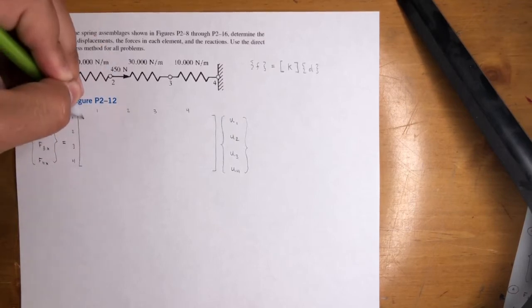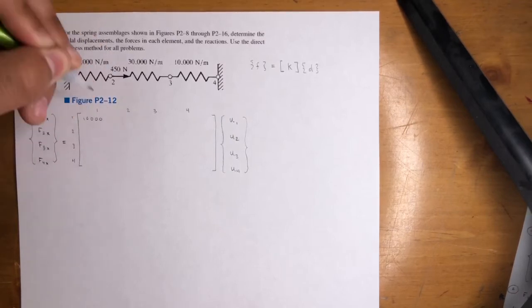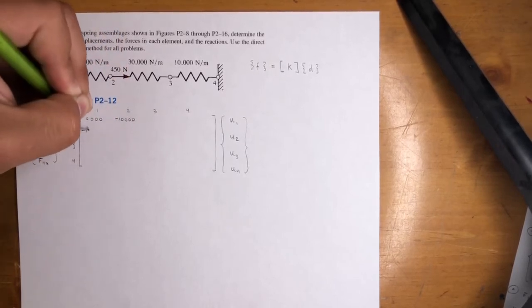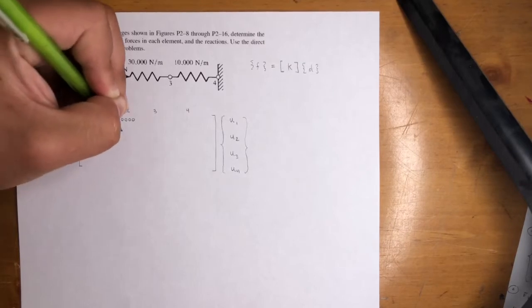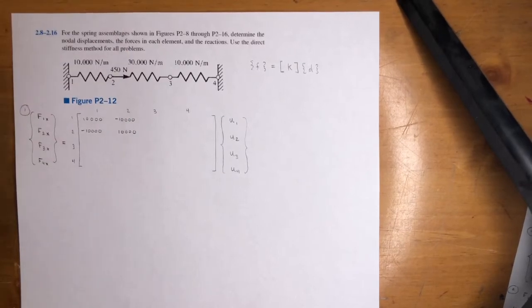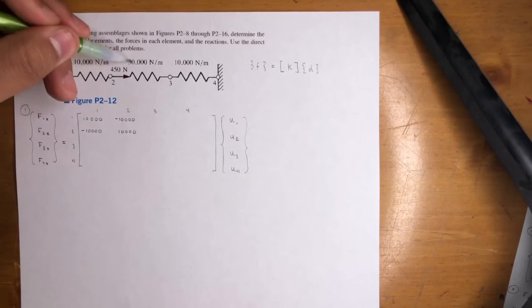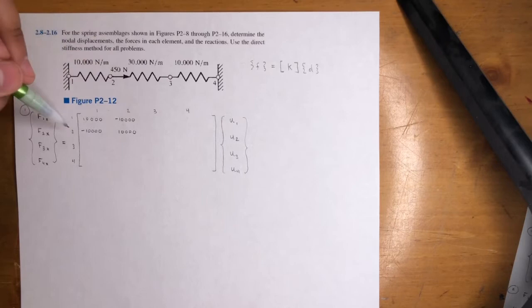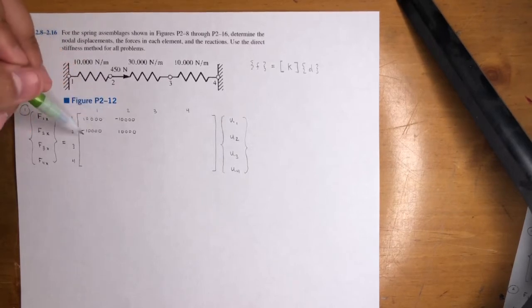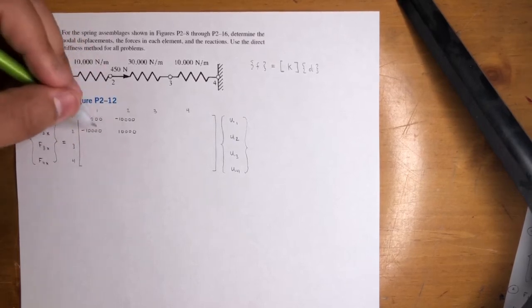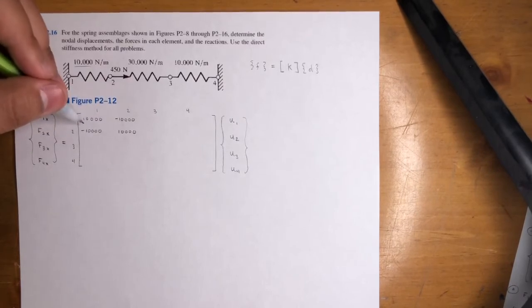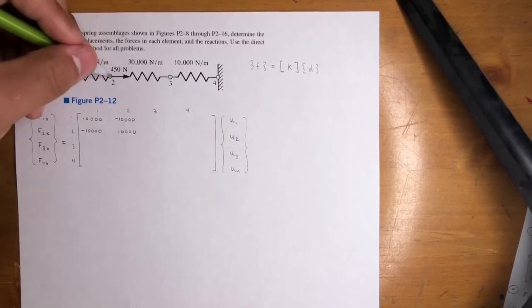And those numbers are 10,000, negative 10,000, negative 10,000, and 10,000. Okay, since all these are in the thousands, you could factor out 10,000 and put it out here, and so you'll have 1, negative 1, negative 1, 1, but I like to keep it all in whatever number they give us. So in this case, I'll keep them in tens of thousands. So the second one is between nodes 2 and 3.